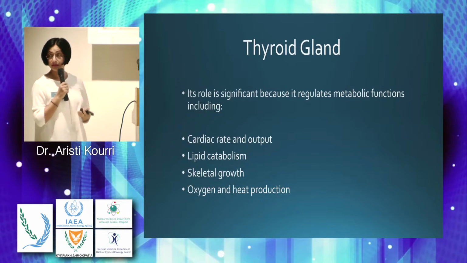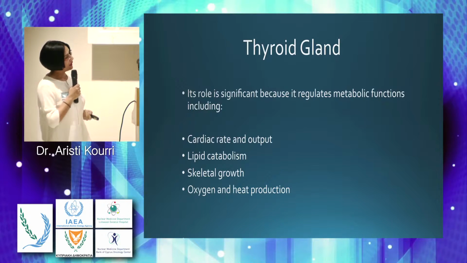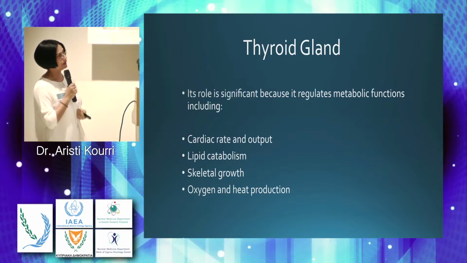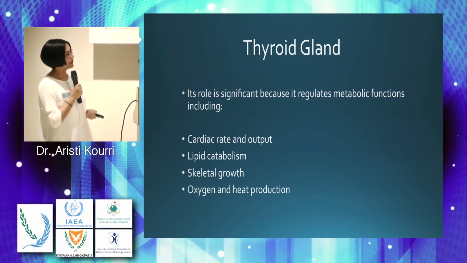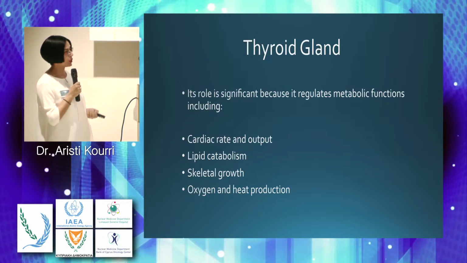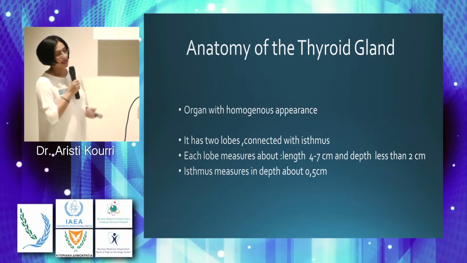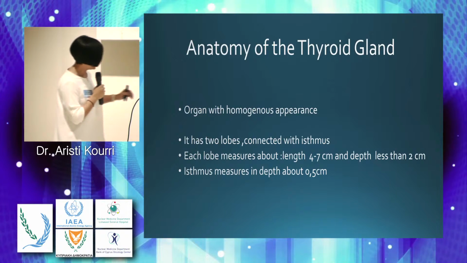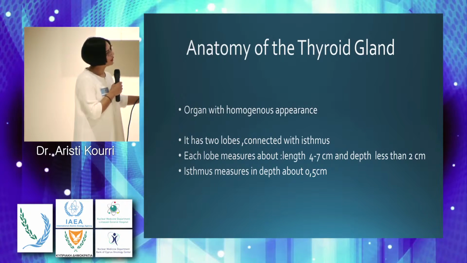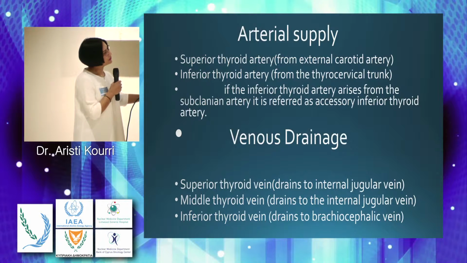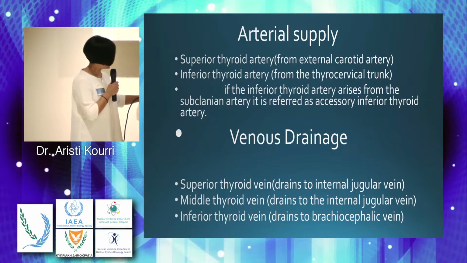The thyroid gland has a very, very significant role because it regulates metabolic functions, including cardiac rate and output, lipid catabolism, skeletal growth, oxygen, and heat production. Very important, everyone. The anatomy is already described by Rena very well. It doesn't need to stress on this.